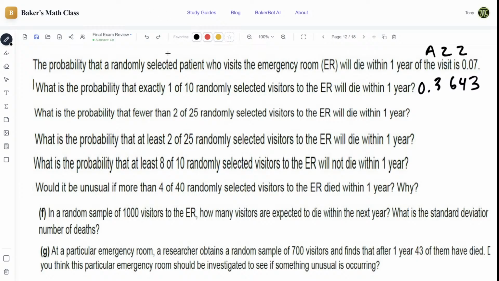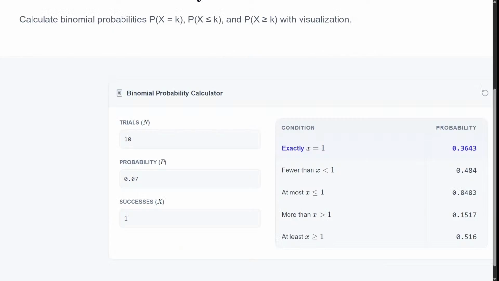What's the probability that fewer than 2 out of 25 randomly selected visitors will die within the first year? So my trials have now gone up to 25, and I have 2, and it says fewer than, and that was nice, and I even put those words in there for you. So fewer than is 0.4696.